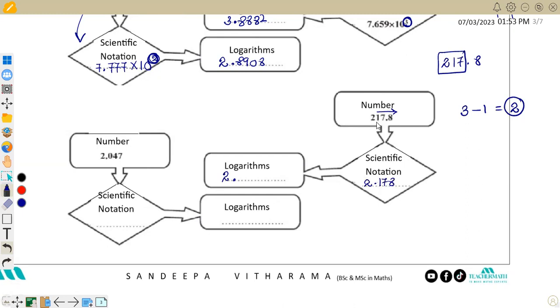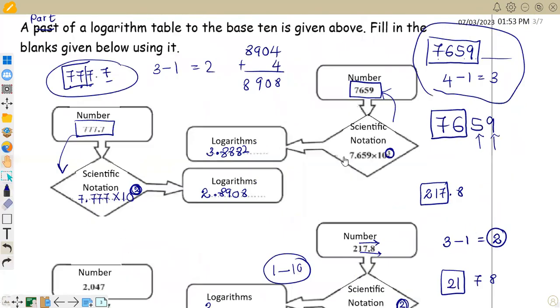That means 2.178. Why do we shift these 2 digits? Because to obtain a number between 1 and 10. This is multiplied by 10 to the power of 2 because we shifted only 2 digits. Now this index is equal to our characteristic. Okay, to obtain the mantissa, you have to check the 7th column of 21. That means you have to add the value in the 8th column of the mean difference to the 7th column of 21.